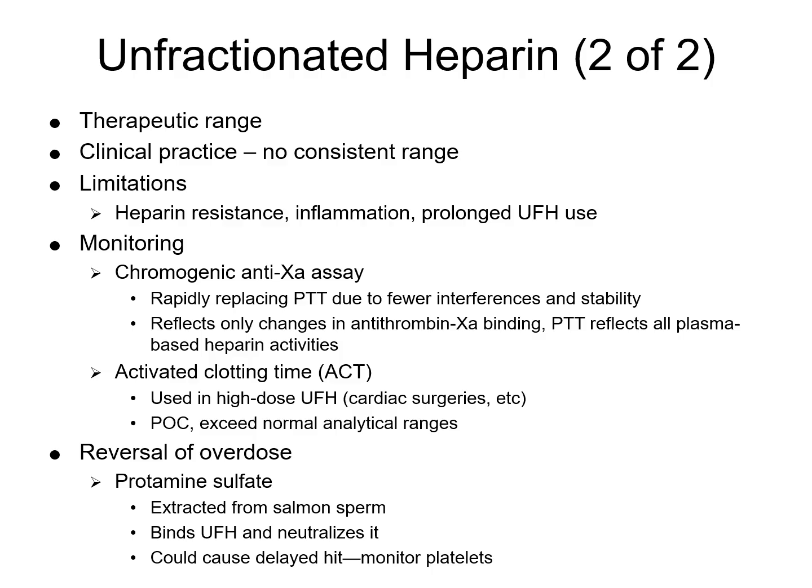For monitoring heparin, we can do the chromogenic anti-10A assay, which is increasingly used for rapidly replacing the APTT. Some advantages is it has fewer interferences and has greater stability and reproducibility. It measures the activity by quantifying antithrombin 10A binding, and it reflects only the antithrombin-mediated inhibition of factor 10A. It does not reflect all plasma-based heparin activities, as PTT does. We can also do an activated clotting time, or an ACT.